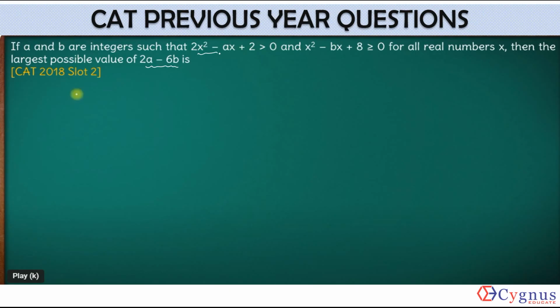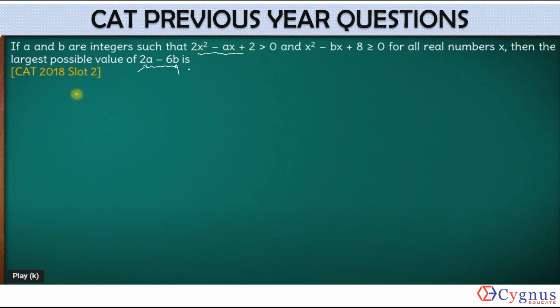Okay. Look at this expression. There are two variables, x and a, and this is greater than 0. So you need the value of a. And similarly, you need the value of b. This difference should be largest possible. So in that case, a should be as high as possible and b should be as small as possible. So we'll have to find the range of a and b here.